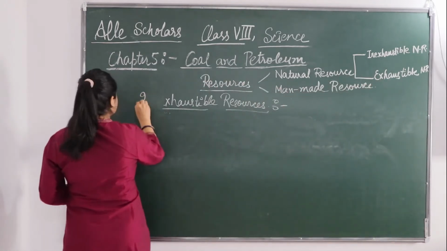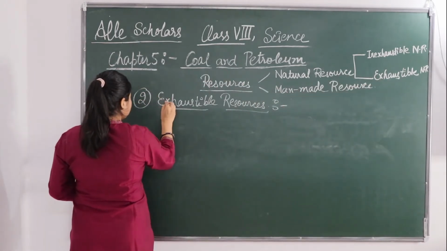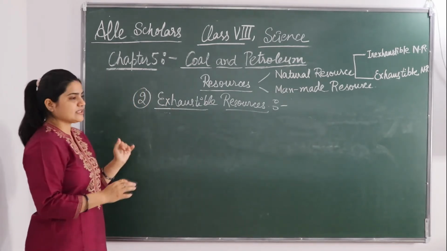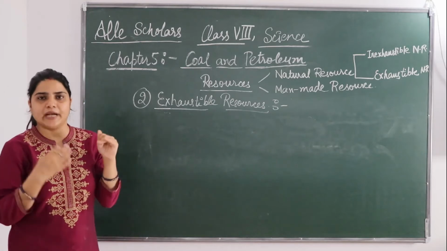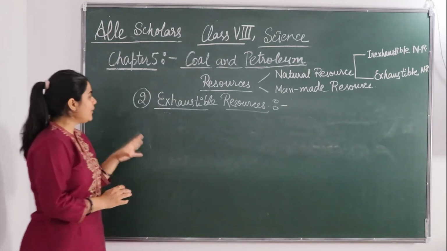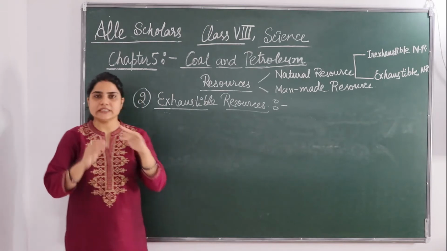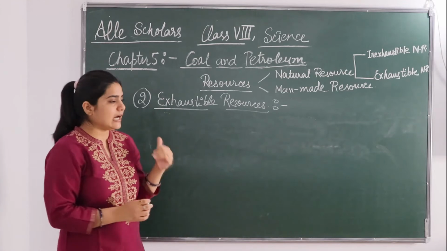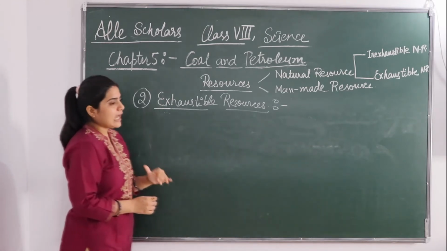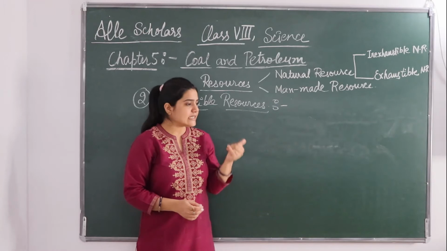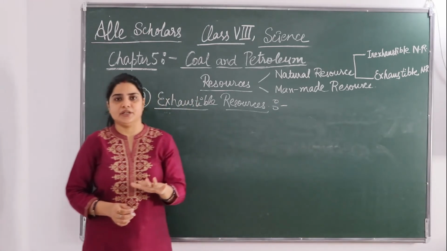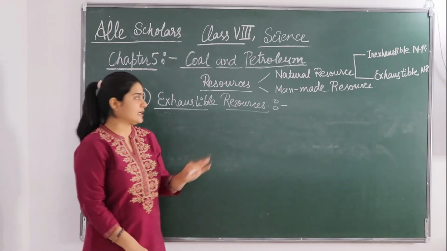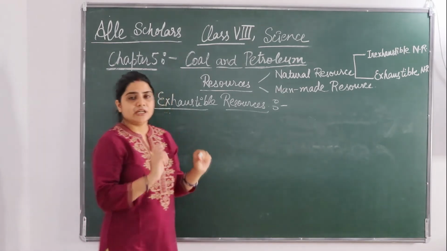So the second one is exhaustible. Exhaustible resources is made from exhaust. It means it can be used up. It can be finished. The amount of resources in nature is limited. We know that some of the resources are limited, so they can be exhausted by human activities and might disappear. Such natural resources that can be exhausted by human activities are called exhaustible resources.